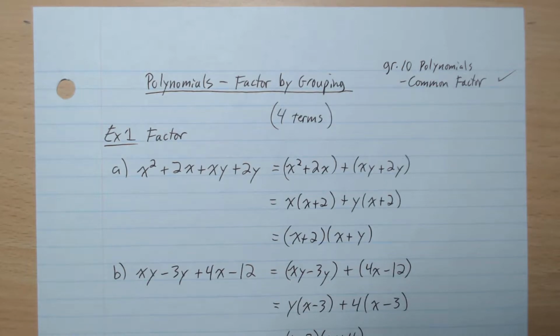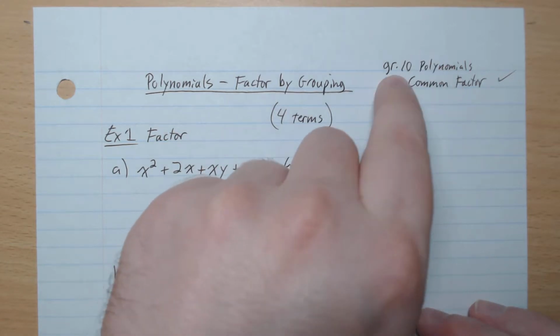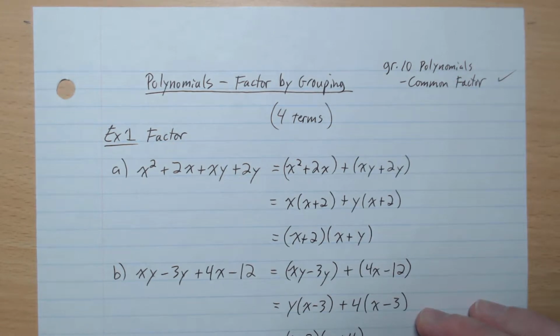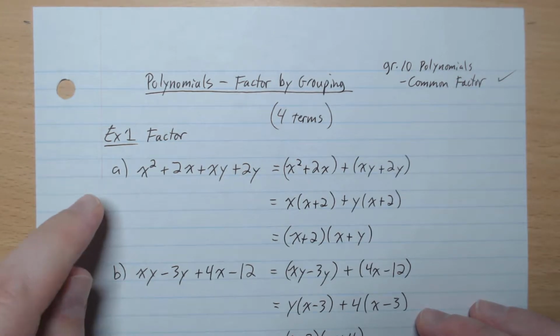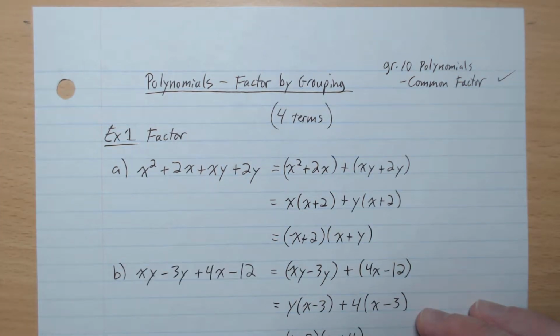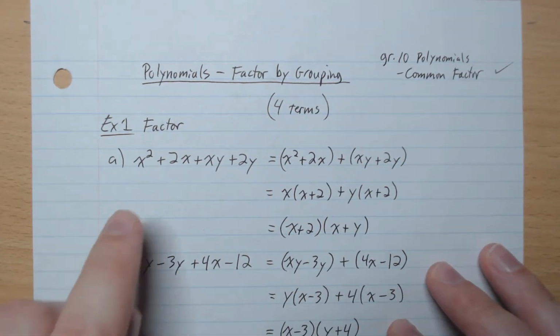Hey everyone, welcome back. Today we're going to look at polynomials again, and we're going to look at factor by grouping. If you've completed the grade 10 polynomials video, common factor, today's lesson will be a lot easier for you. So we're going to look at factoring polynomials that have 4 terms, and this is going to be a special type of factoring. Not all polynomials can be factored in this way, but the ones we are going to run into are. So here's what we do.